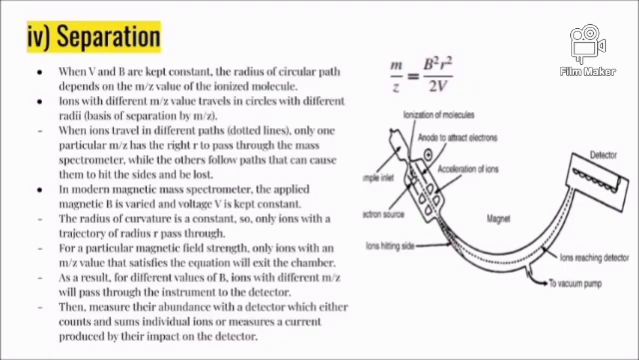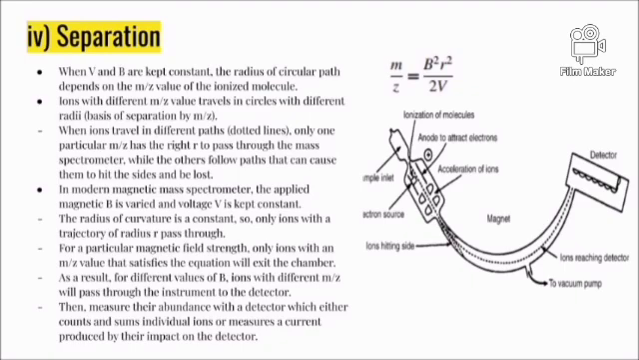So when ions travel in different paths, from the figure we can see there is the dotted line. That is the path the ions travel. Only one particular m/z has the right r to pass through the mass spectrometer, while the others follow paths that cause them to hit the sides and be lost.